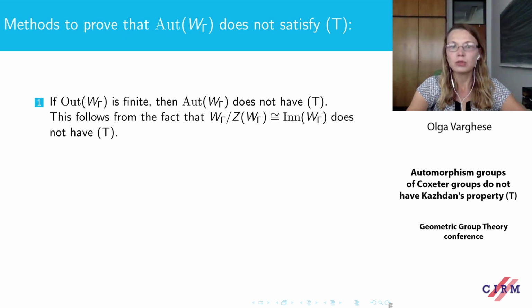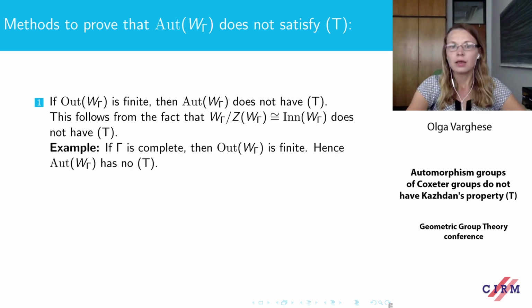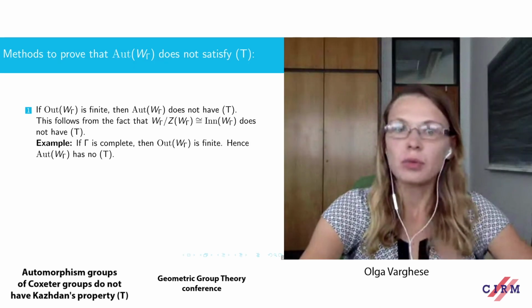So it was proven by Howlett, Rowley, and Taylor that if gamma is complete, then the outer automorphism group of the Coxeter group is finite. Hence, the automorphism group has no property T. Okay. So Niblo and Reeves constructed for each Coxeter group a CAT(0) cube complex on which the group acts fixed point freely.